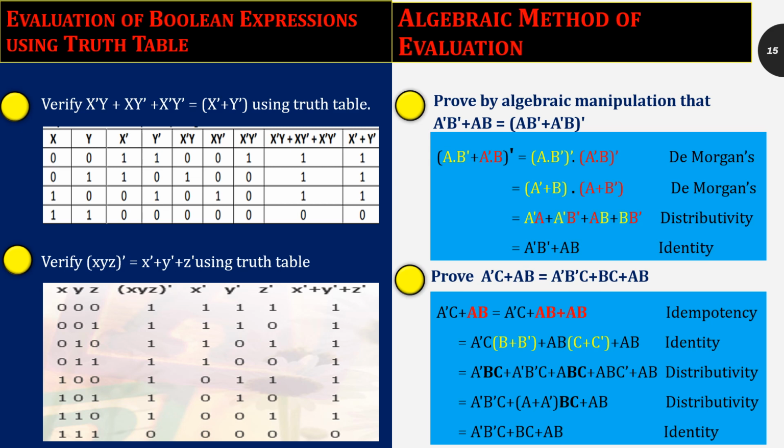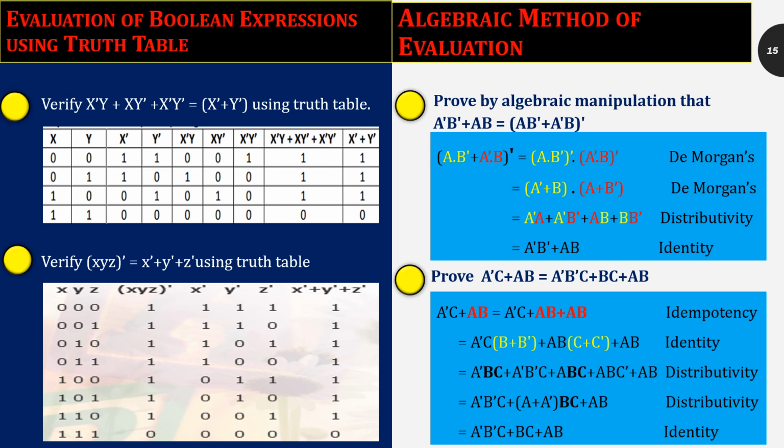Now let's look into the algebraic method of evaluation. The algebraic method means we are using the various Boolean postulates and laws for evaluating an expression, that is, the various Boolean algebra theorems. Here we are given the question: a bar b plus ab is equal to the complement of ab bar plus a bar b. We need to prove that.